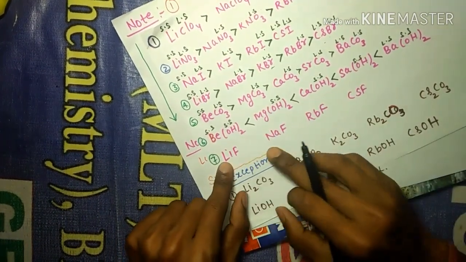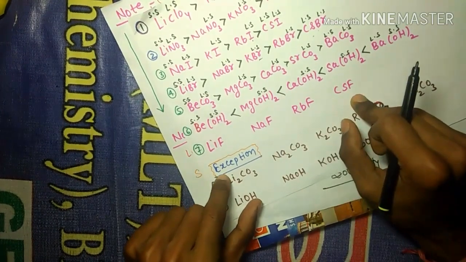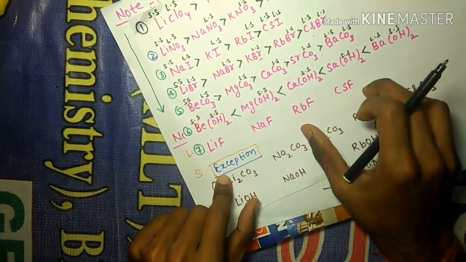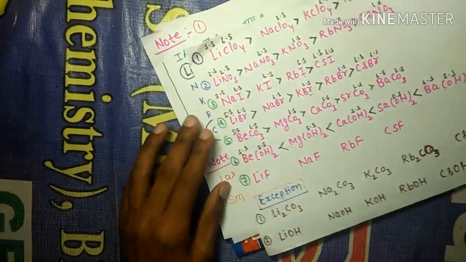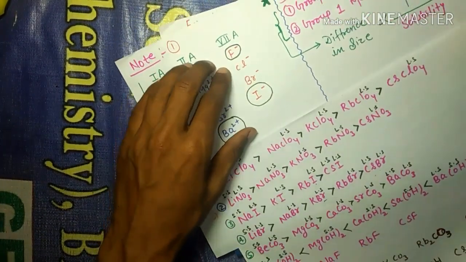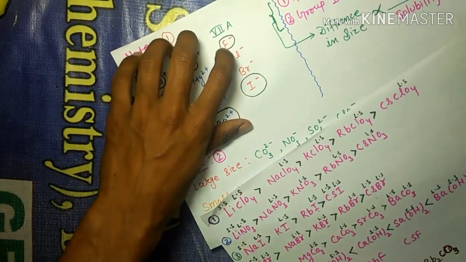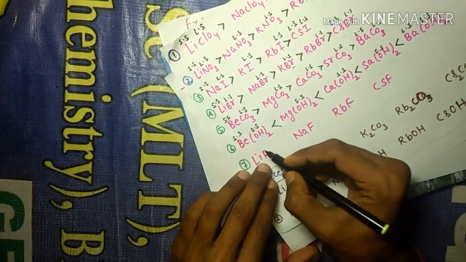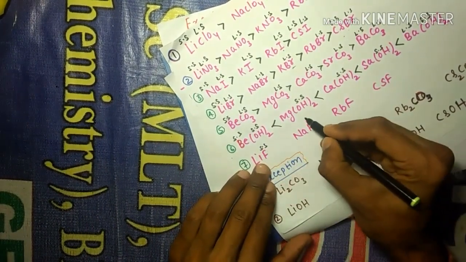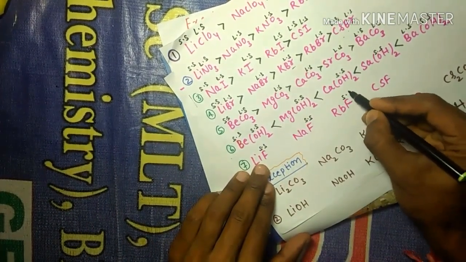This is LiF, NaF, RbF, CsF. Arrange the following in solubility order. So what do we have to do? We know that in the 17th group F- has a very small size. So we consider F- here as the small size.